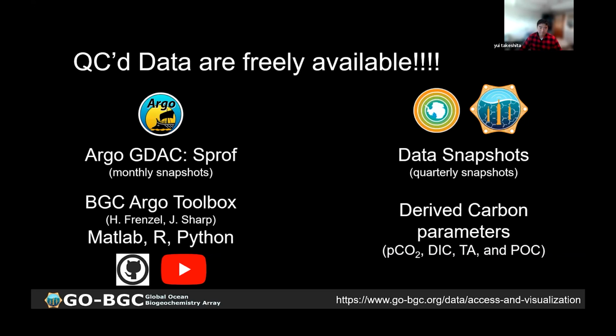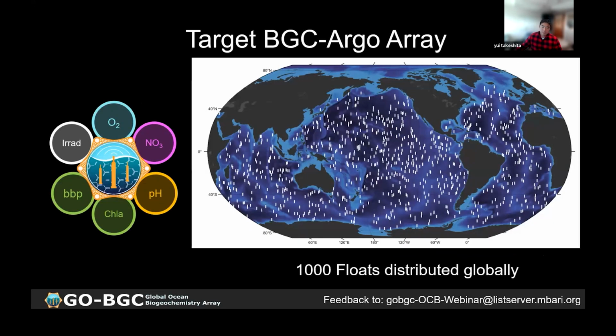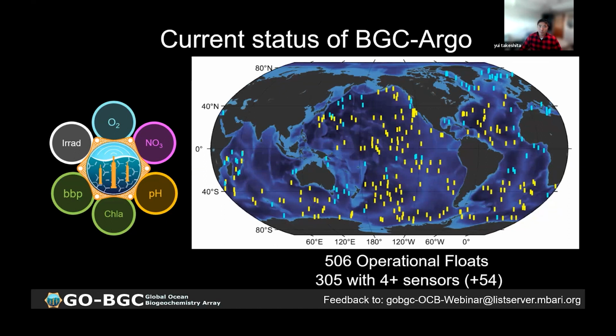If you are interested in using these parameters, they are available for a subset of floats in the BGC Argo dataset. As I mentioned before, the target of BGC Argo is to maintain 1,000 floats evenly distributed around the globe. So this is what 1,000 floats look like. In the current status of BGC Argo, there are 506 operational floats that have at least one biogeochemical sensor on them. This map shows that 305 of these floats have 4 or more sensors, and that's actually 54 more floats since the last webinar. So this array is growing, but we are still quite a bit shy of our 1,000 float target array.